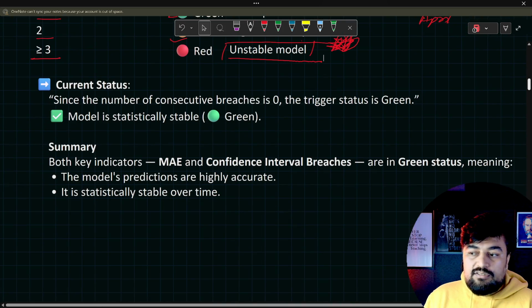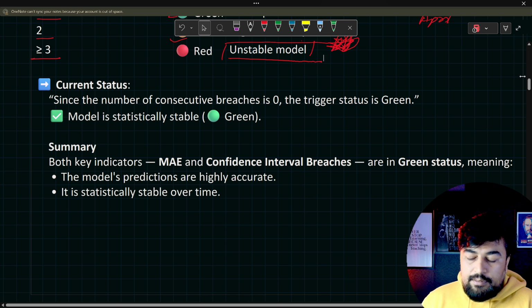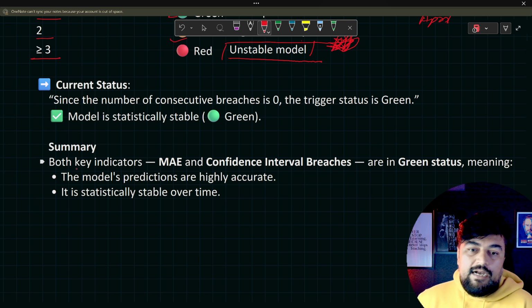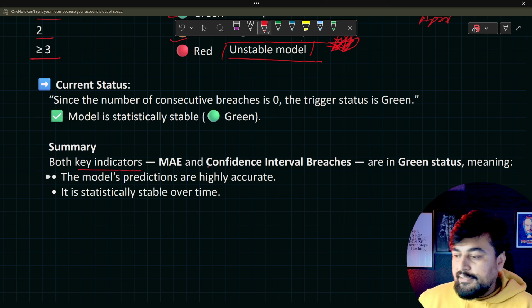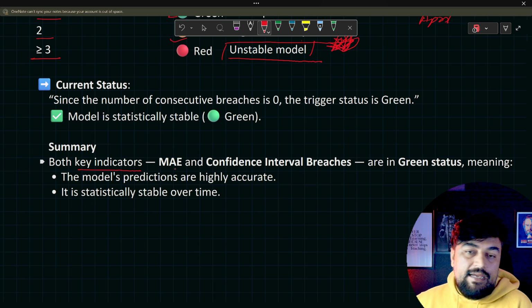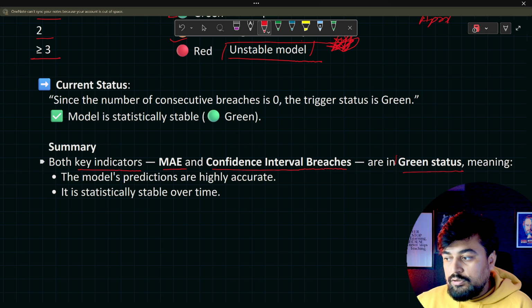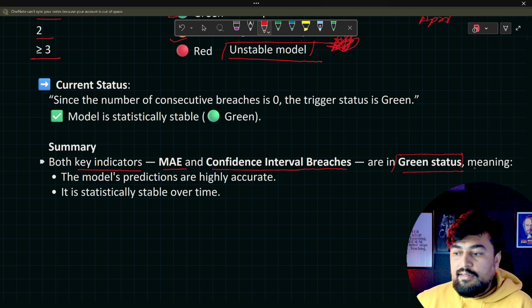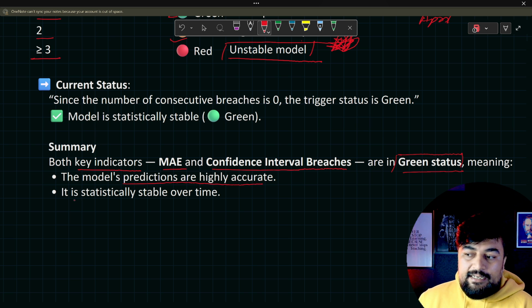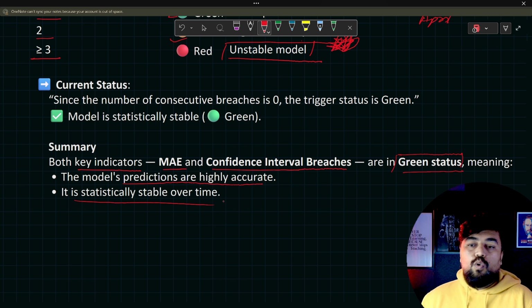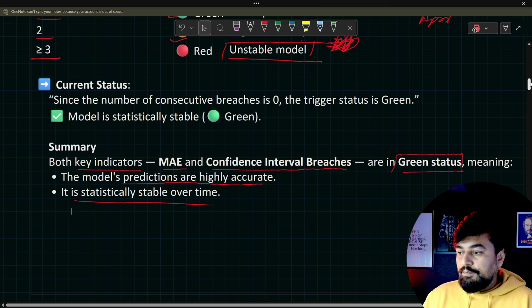Now the summary of this will be that both the key indicators here in this particular image which I generated, MAE and confidence interval breaches, are in green status. So this is the core here. That means that the model predictions are highly accurate and it is statistically stable over a period of time.